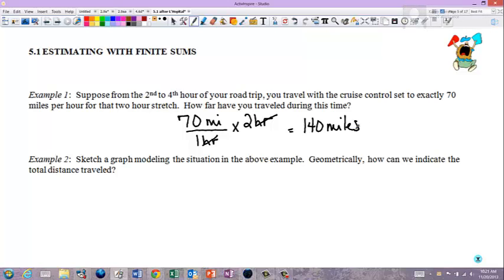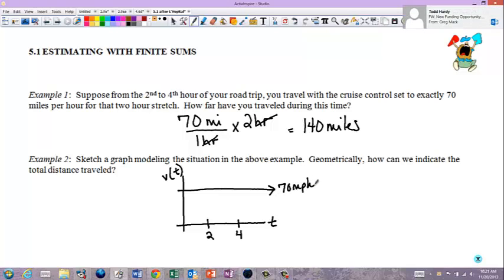Example 2 says, sketch a graph modeling the situation in the above example. Geometrically, how can we indicate the total distance traveled? Well, if we put our time on our x-axis, from time 2 to time 4, and then we put our velocity on our y-axis, and we say he went a constant speed of 70 miles per hour. So what we've got is hours on the x-axis, and then miles per hour on the y-axis.